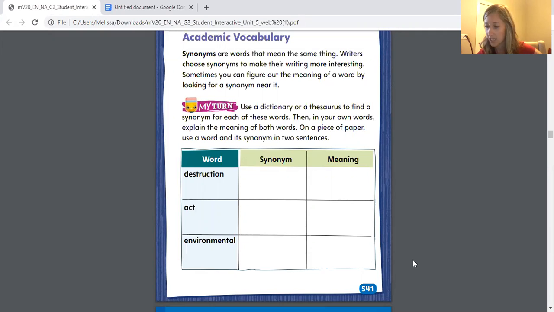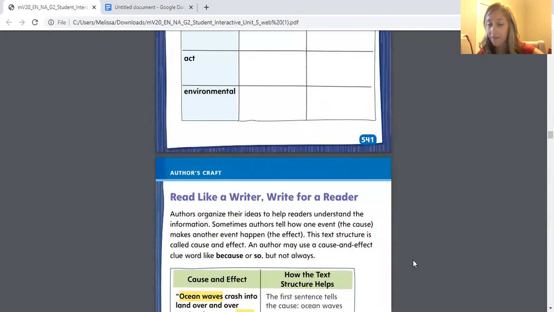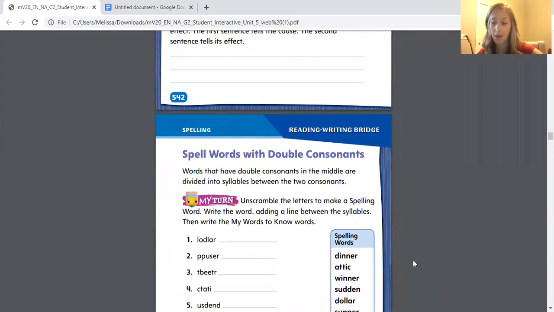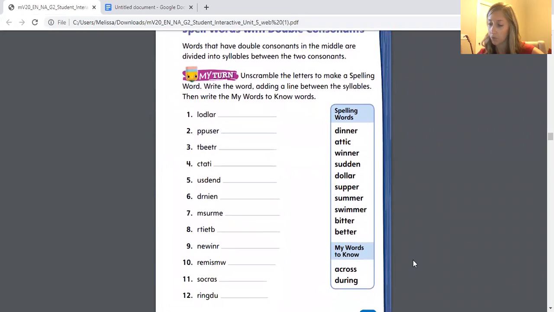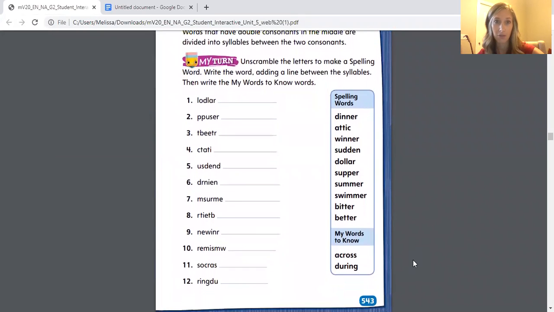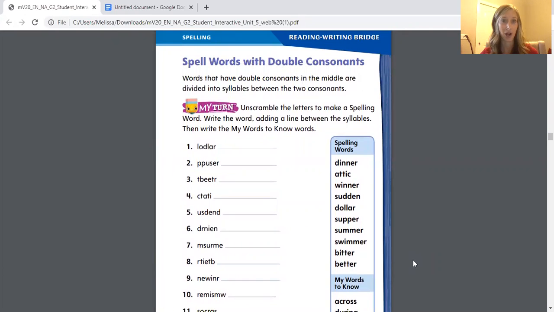When you're finished with that page, we are going to move on to pages 543 and 544. So on page 543, we're working on spelling with double consonants. Remember we talked about the VCCV pattern earlier this week. So you have your two vowels, and in between those two vowels, you have two consonants, and that's how you know to split the word between those two double consonants.